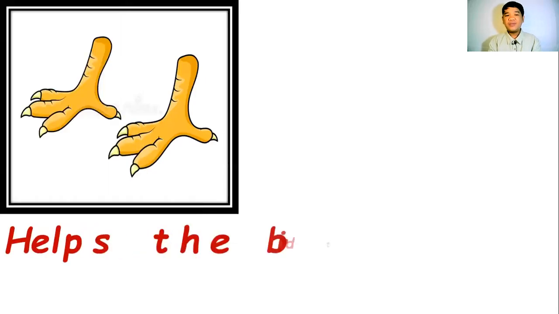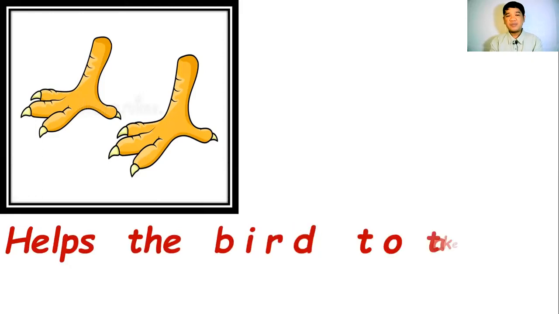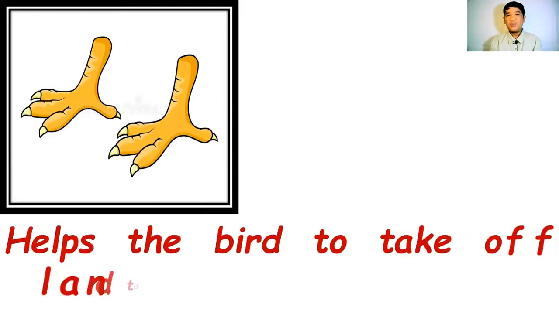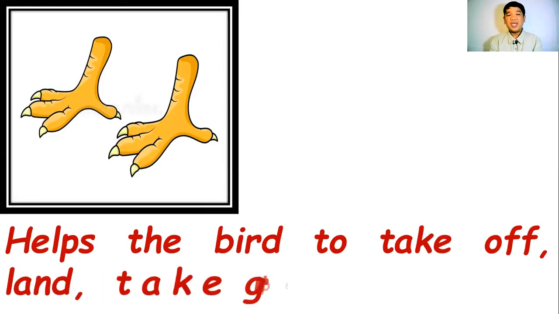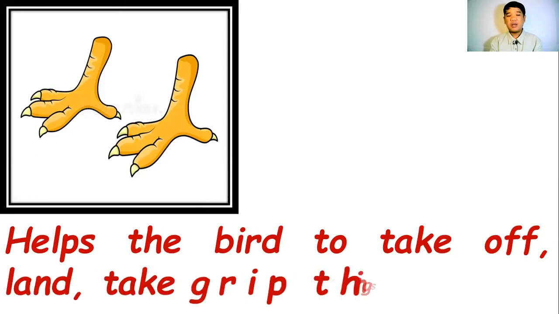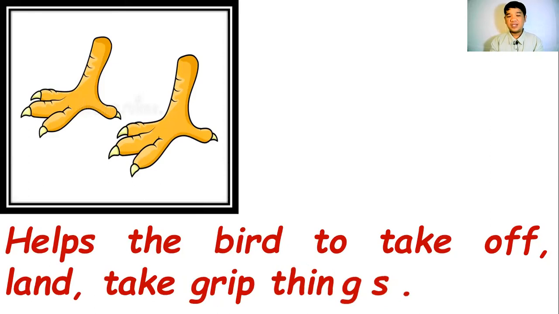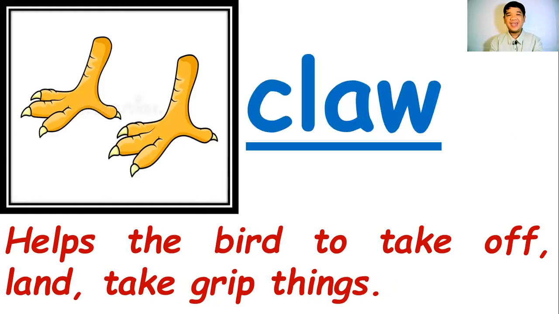All right, so what do you call this part of the body of the bird, where the main function is to help the bird take off, land, and grip things? What do you call this? Anyone? Okay, very good. We call it claw. Okay, everybody say claw. Okay, very good.